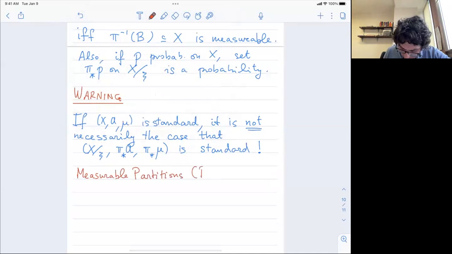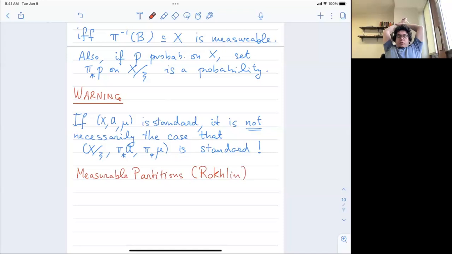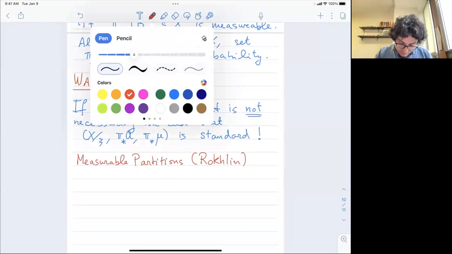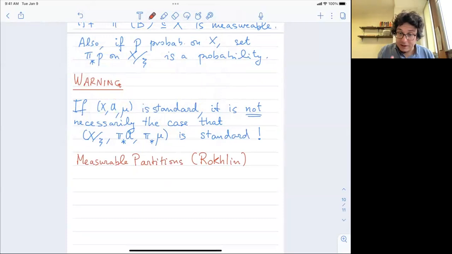As defined by Rokhlin. So again, the measurable partition is not, as the name suggests, just a partition into measurable sets. It's more, and that's the annoying part. So maybe I can give one more definition, and then we can take a break, and then we'll see an example.